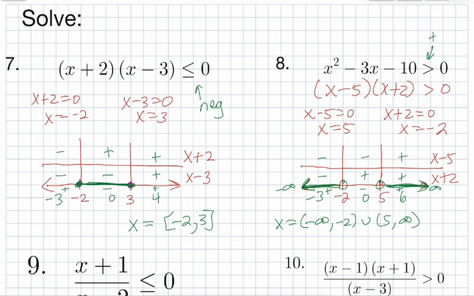So those are kind of the more traditional quadratic type of inequalities. Do we have any questions about 7 or 8? Okay, good. We've got 2 more to go. We'll do 9 and 10, and then you'll turn this in.